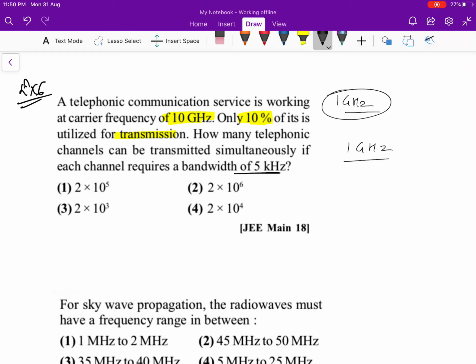So you can have 1 gigahertz divided by 5 kilohertz, or you can write it as 1/5 into 10 raised to the power minus 6 gigahertz. That is the number of channels, that is 10 to the power 6 by 5. So that is 2 into 10 to the power 5. That is option 1 you can go for.